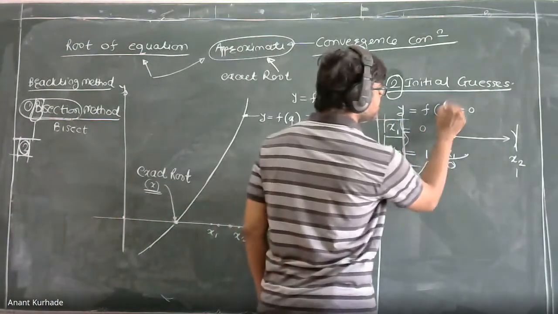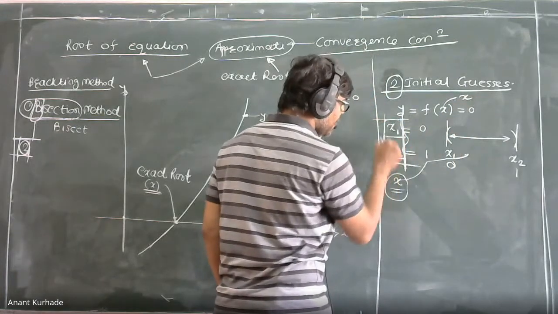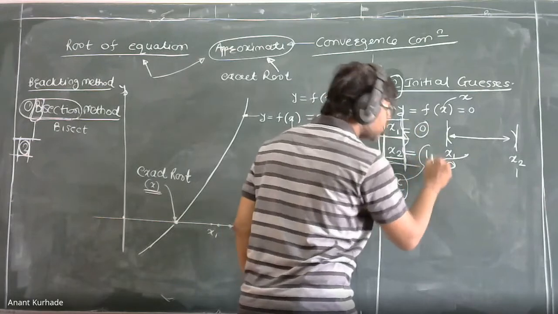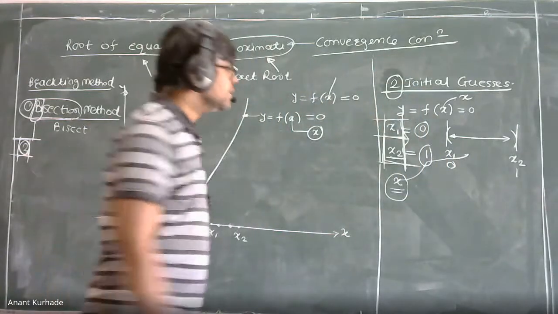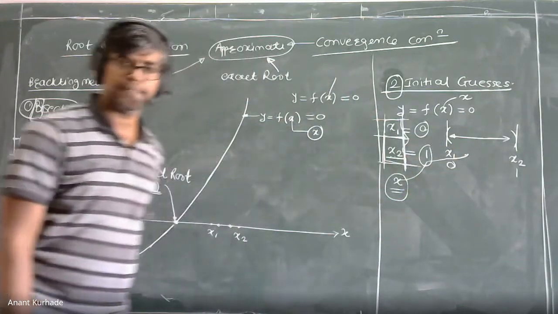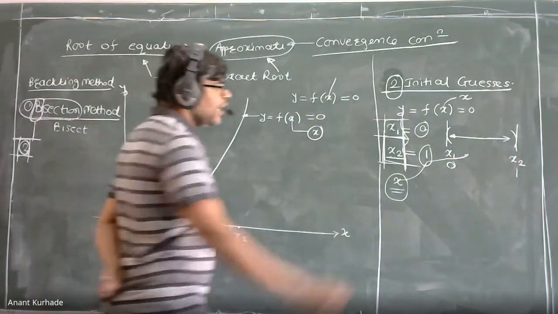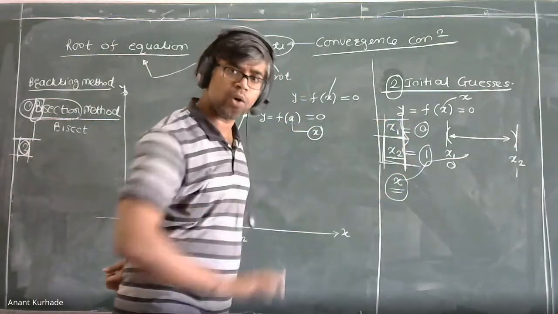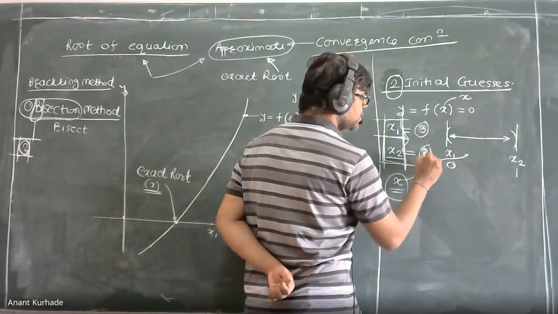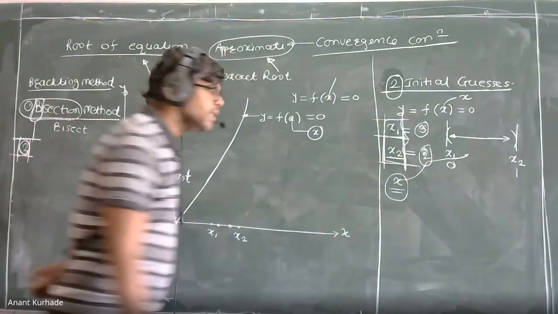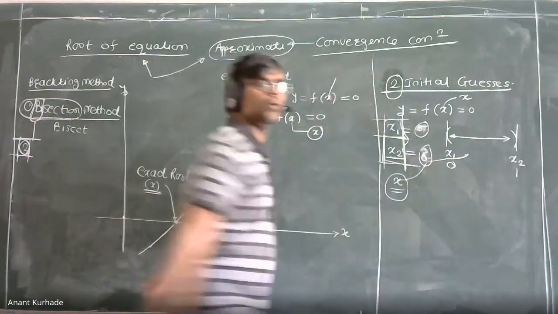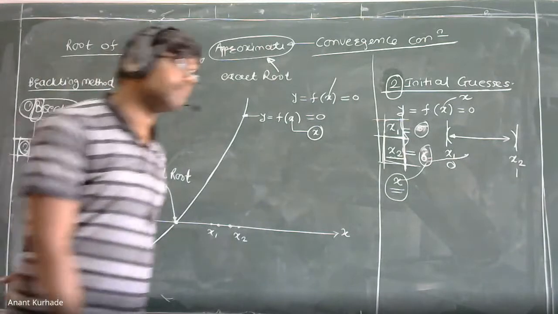See here, this is the function of x. That's why I have taken x1 and x2. Let's say initial guesses are not given in the problem statement. Then we can take x1 equal to 0, x2 equal to 1. Or it is up to you. One can start like this: I can take x1 equal to 3, x2 equal to 2. No problem. You can take x1 equal to 5, x2 equal to 6. It is up to you.